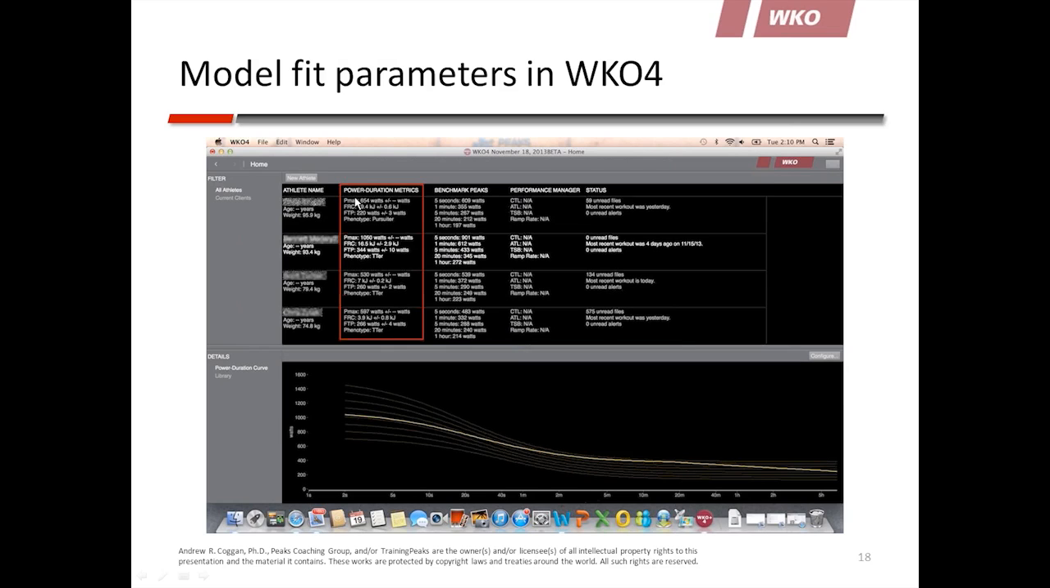So you could just scroll right through them right there. And you can immediately see where somebody's strengths and weaknesses fall. This person is pretty much middle of the road in terms of their sprint power, and they're pretty much middle of the road out here at longer durations, but they're stronger right here in the midpoint.